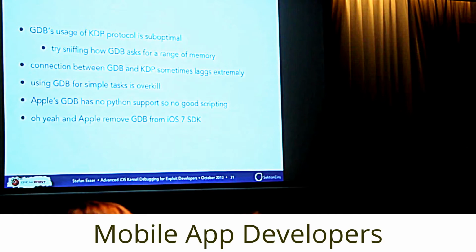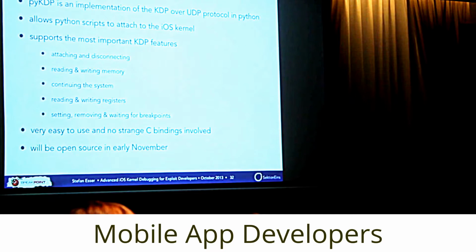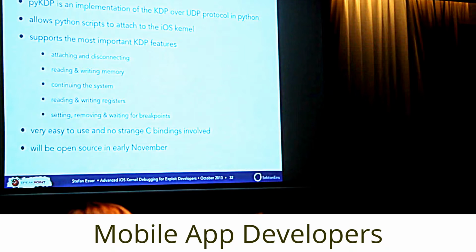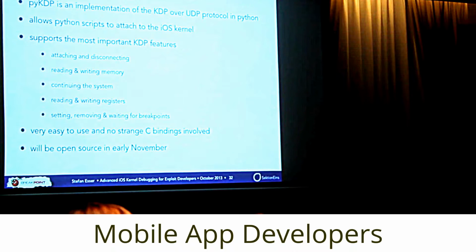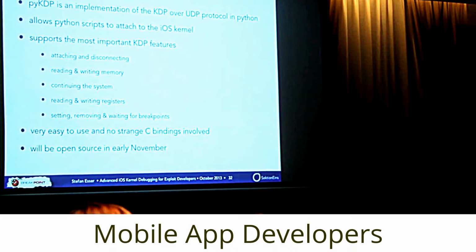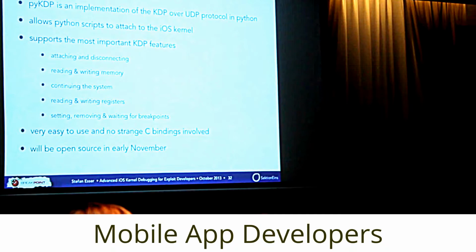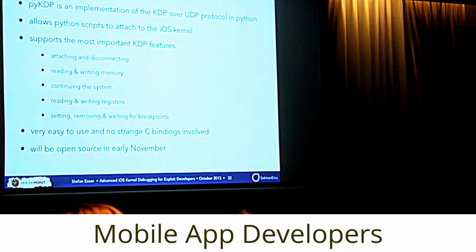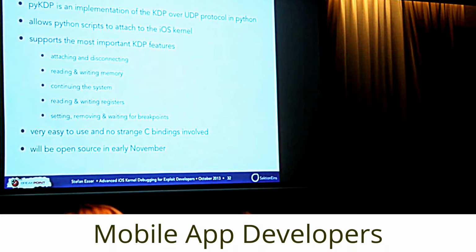So I started creating PyKDP. PyKDP is basically a KDP implementation in Python. At the moment it only speaks KDP over UDP, so you still need that serial KDP proxy. Maybe in some future version I will directly let it speak serial, but it's not required at the moment. This gives you access, at the moment, to only the most important KDP features, but in the future to all the KDP features. For example, access to physical memory is already possible, which is not that easy or not possible at all with GDB.